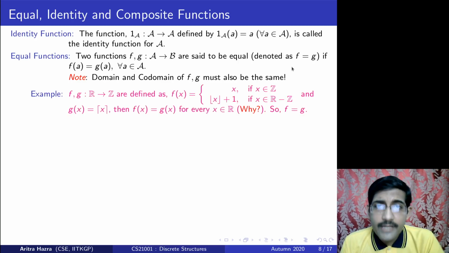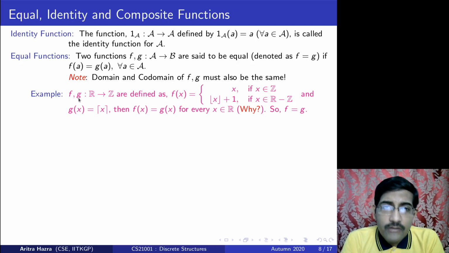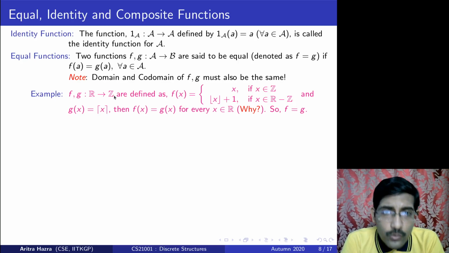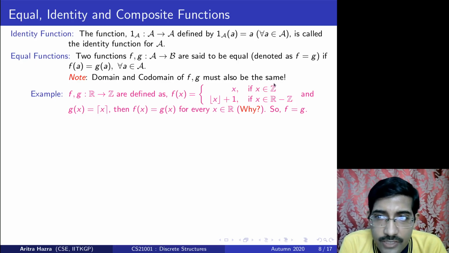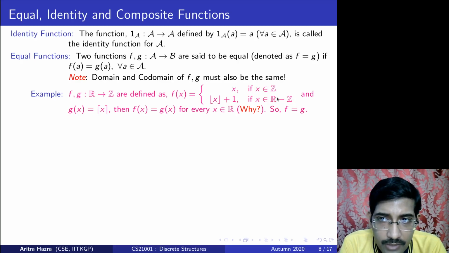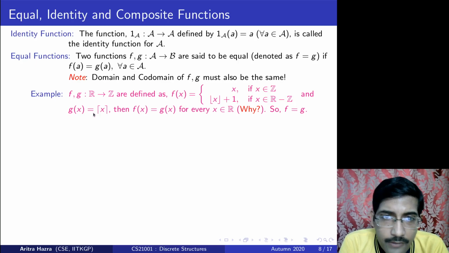Let us take an example. Let us take functions f and g from the reals to the integers. We declare f(x) = x if it is just an integer, and f(x) = floor(x) + 1 if it is a real, I mean, not an integer but a real. And another function g(x) = floor(x).